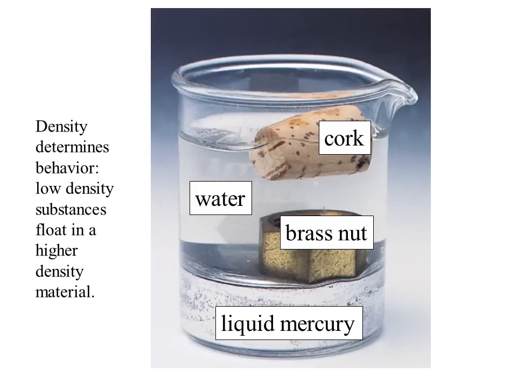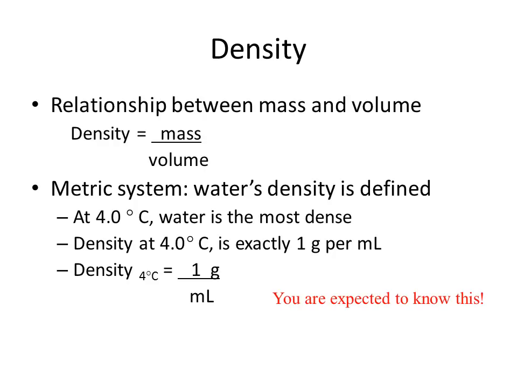Water has a density of 1 gram per milliliter, and brass has a density of something like 4 grams per milliliter. And then liquid mercury has a density of around 13 grams per milliliter. And it is that numerical value that allows you to predict whether or not something will float or sink in another material. Density is a mathematical relationship.